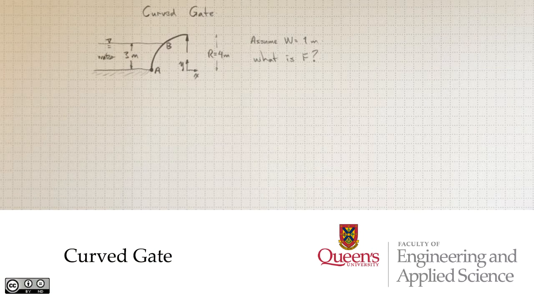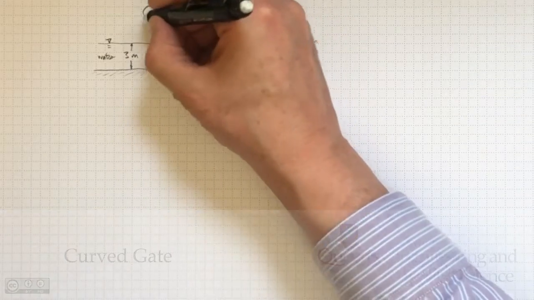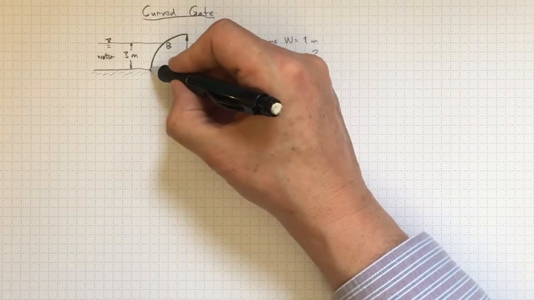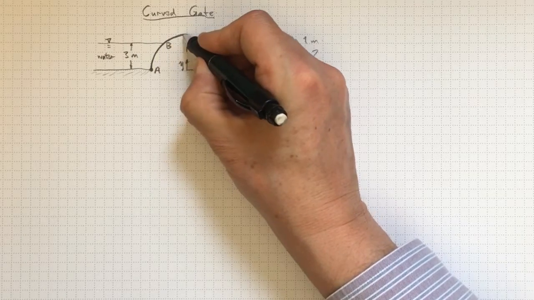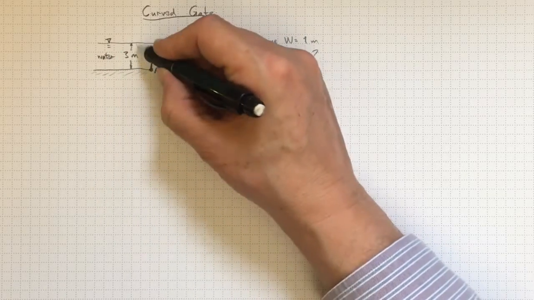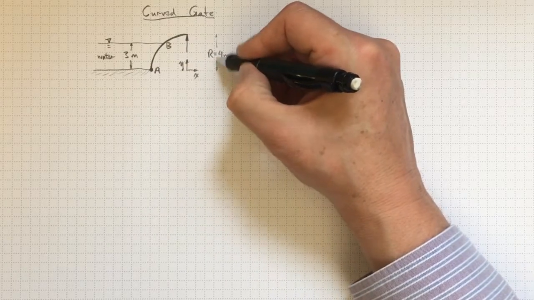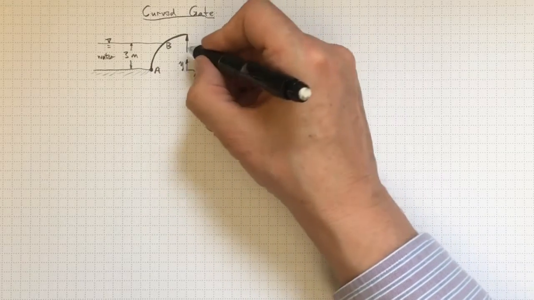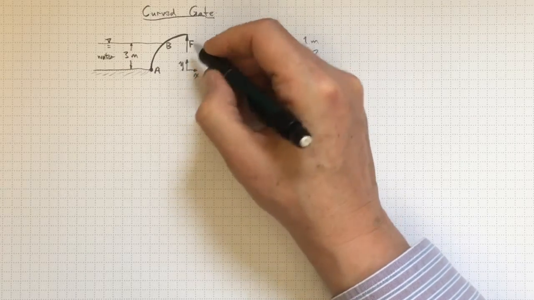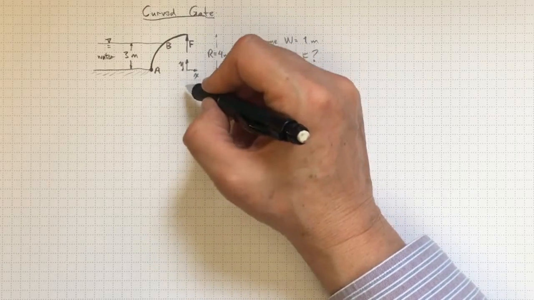Now let's look at a situation where we want to figure out what's going on with a curved gate. This gate is a circular arc, a quarter of a circle in this case, and it's holding back the water behind it here, 3 meters deep, and the radius of the circle is 4 meters. And we need to exert a large enough force F here to keep this gate from, again, tipping over this way.